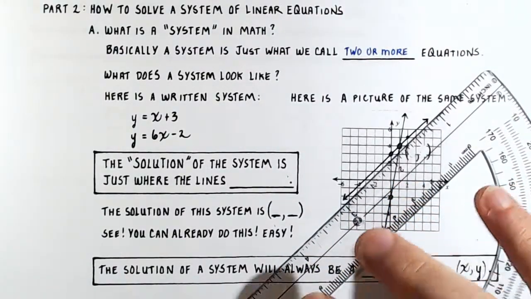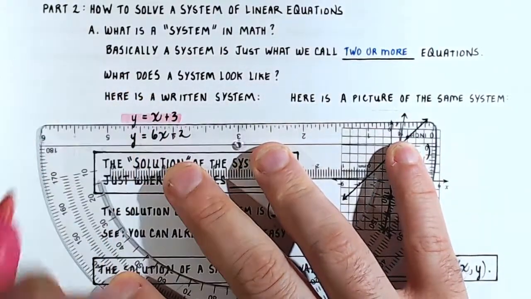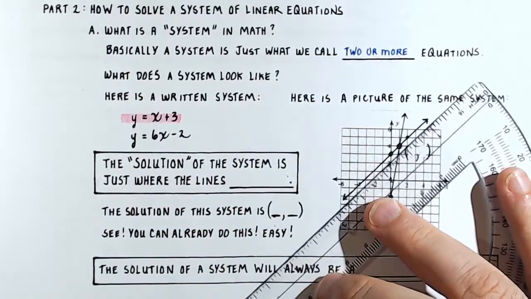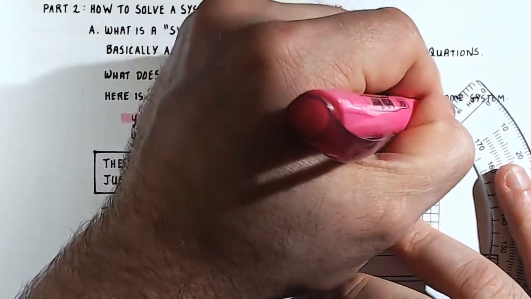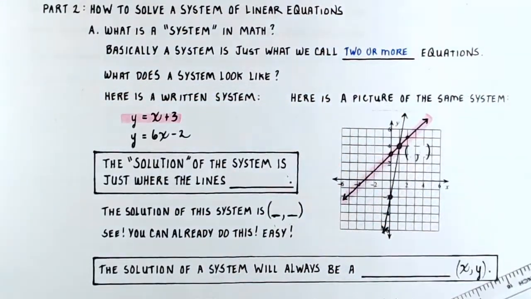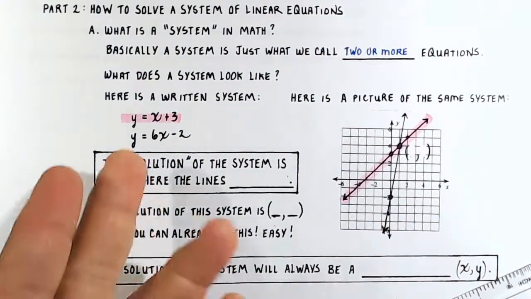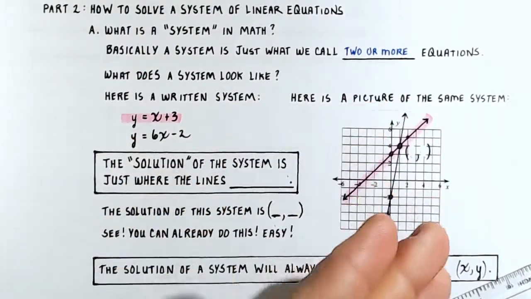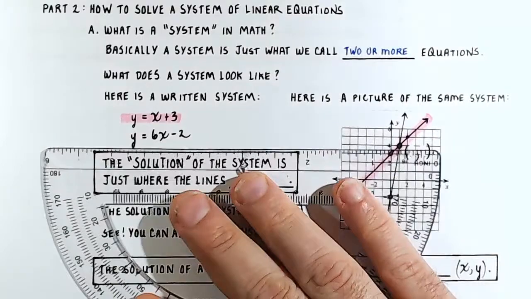Let me highlight this for you. This is the pink line here. Y equals x plus 3. Okay? And then the second equation says y equals 6x minus 2. All I did was I graphed that line on the same coordinate plane. This will be my green.